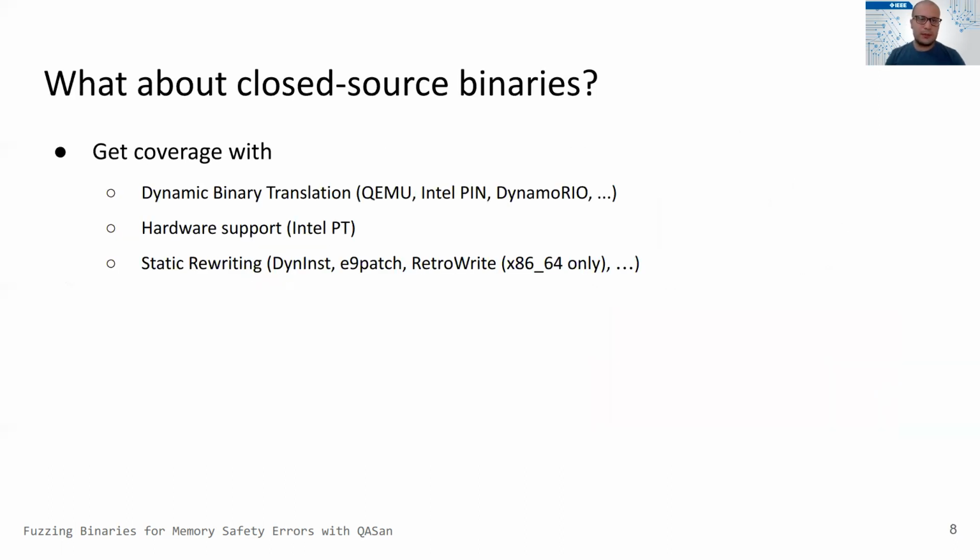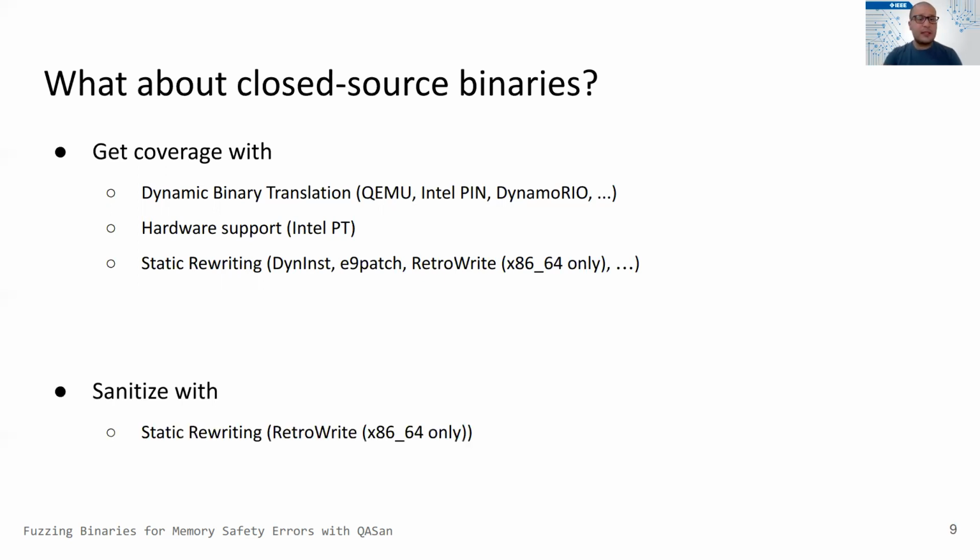But what if we want to fuzz binaries without the source code? We can still get coverage using techniques like dynamic binary translation, employed by emulation or DBI, or using hardware support like PT or hypercalls, or even static rewriting, which is hard to scale and also hard to do soundly. But there are a lot of tools and research that improve it with heuristics.